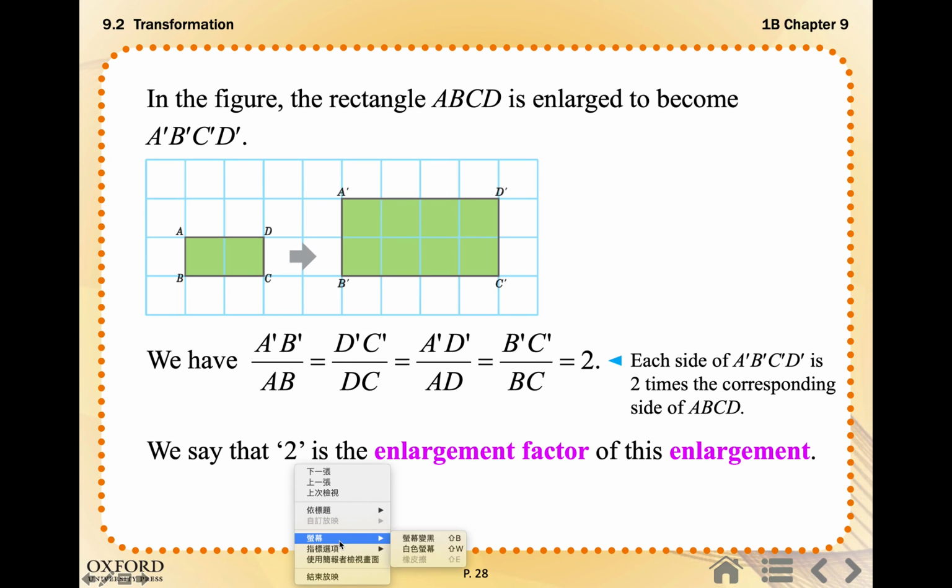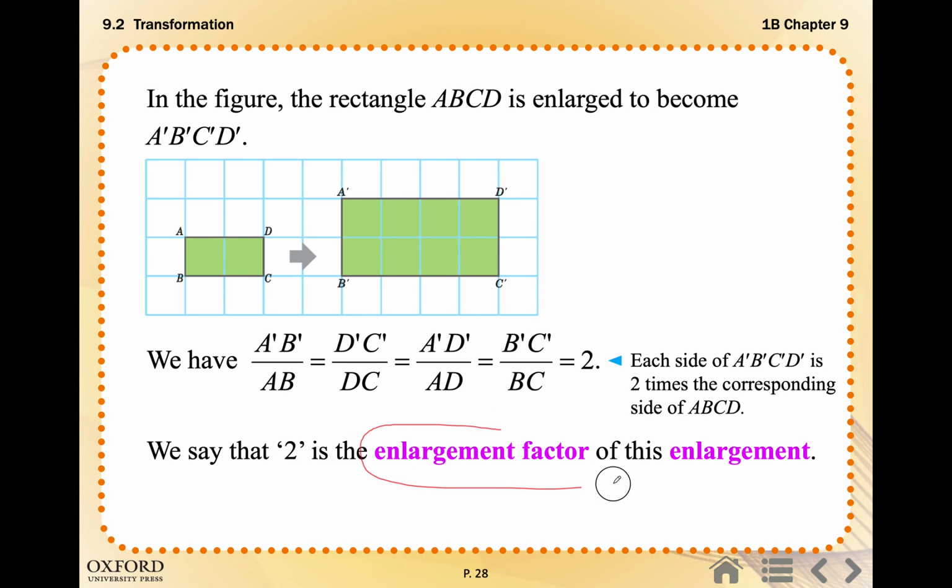Now, sometimes the question may ask you to find the enlargement factor. Then how to find it? I just use any pair of corresponding sides. What is the meaning of corresponding sides? For example, the line segment AB corresponds to A dash, B dash. Then we call these two line segments a pair of corresponding sides.